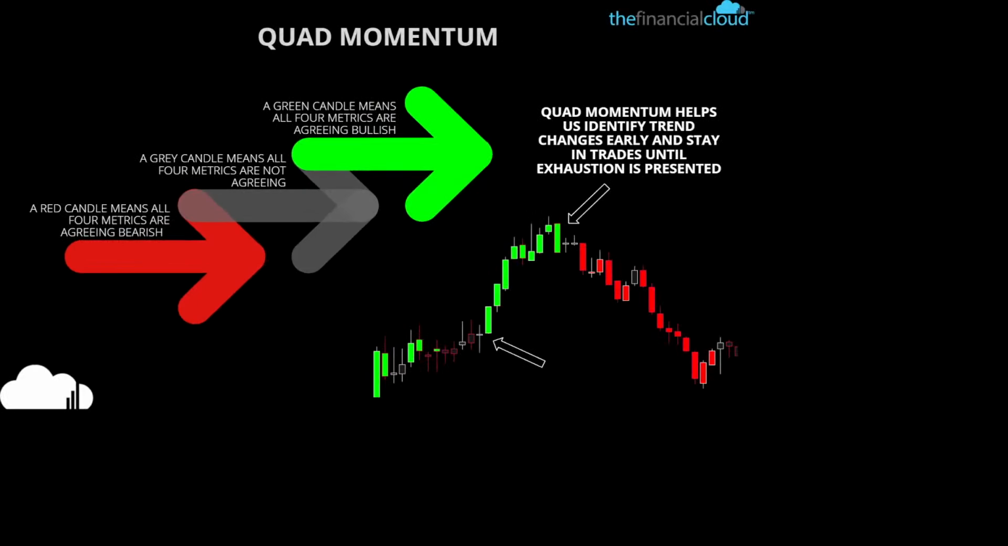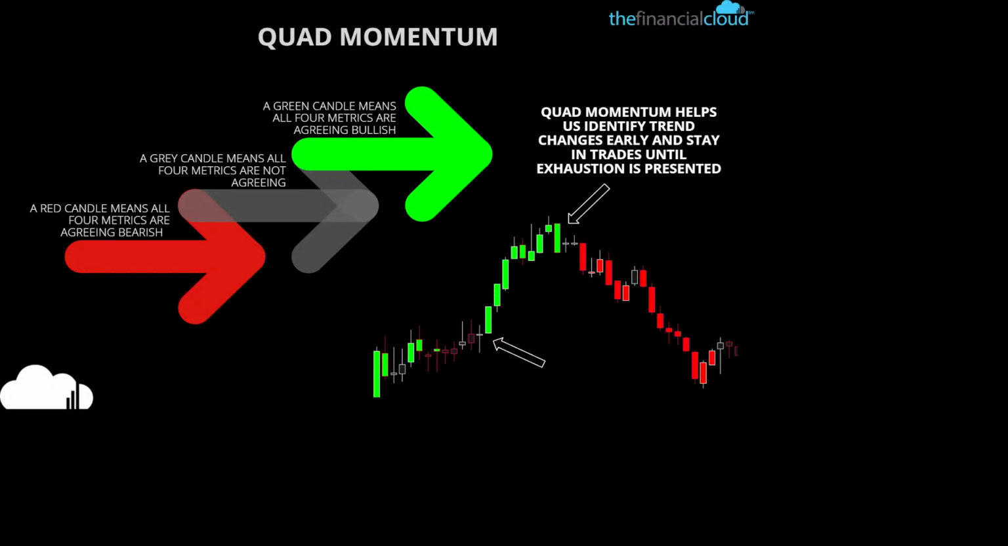So here's our example. As you can see, when we have a red candle, all 4 metrics are green bearish. A gray candle means uncertainty. We don't know. Possible time to take risk off, look for a reversal or exhaustion, and our green candle means all 4 metrics are green bullish. In the example provided, you can see we're able to get into this breakout when our quad momentum flips green and ride that breakout all the way until we flip back to gray, showing points of possible exhaustion.